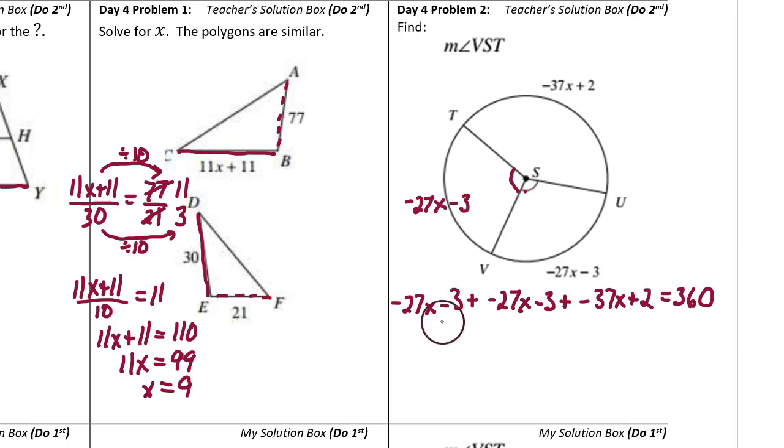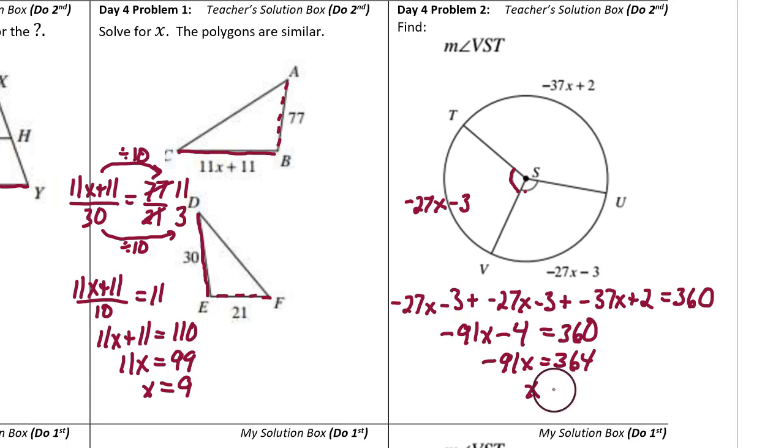Now solve this. Combining the x terms makes negative 91x. Combining the constant terms makes negative 4. And that's equal to 360. Now add 4 to both sides. And divide both sides by negative 91. So x is negative 4.